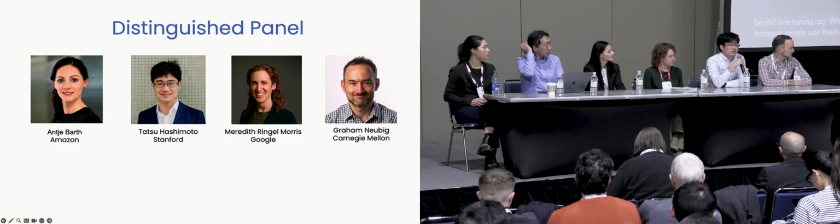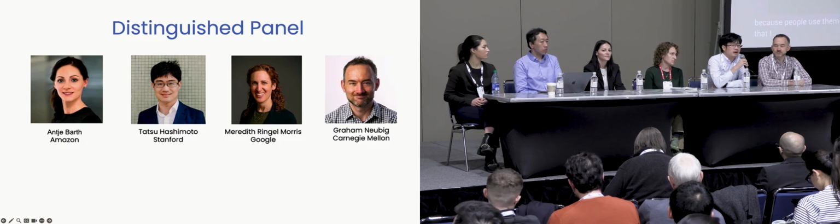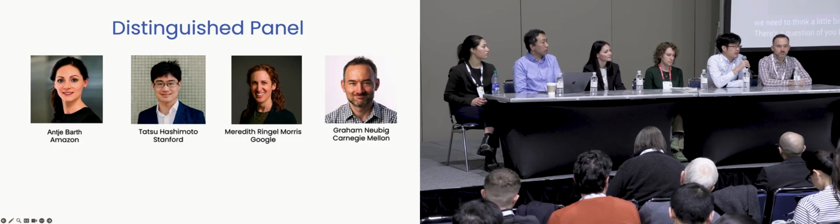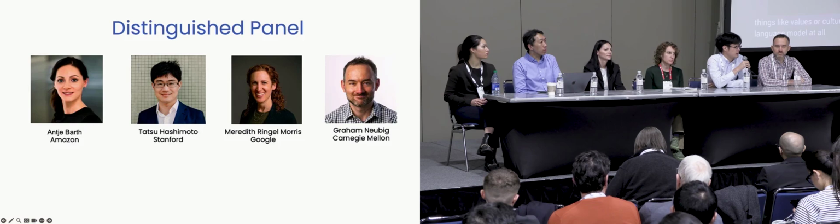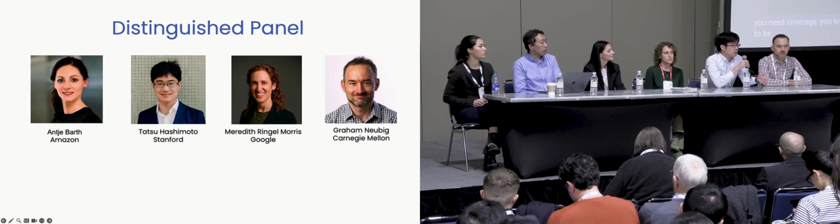Yeah, I think this is a pretty nuanced question. Maybe my answer here is that at every layer, we need to think a little bit about personalization. Even at the pre-training level, there's a question of what kinds of very subjective things like values or cultural representations are in the language model at all. You need coverage in order to do anything in the post-training phase, so that needs to get handled. And then after that, you probably need RLHF.